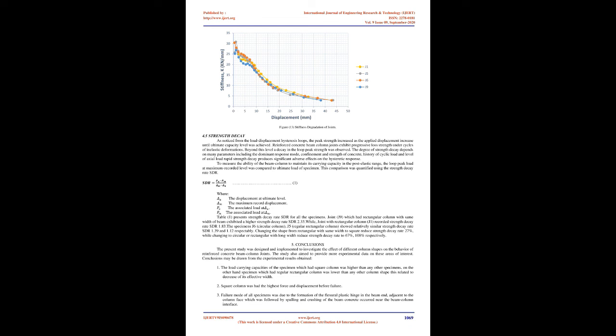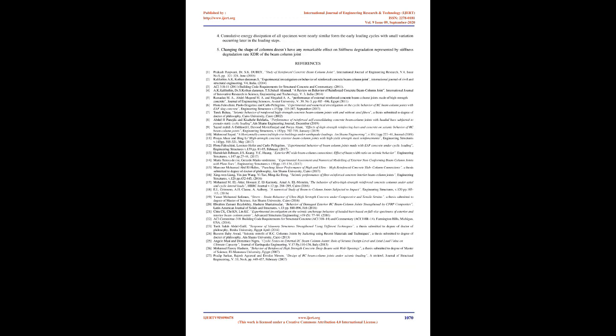Joint J1, which had squared column section, exhibited stiffness degradation rate KDR of 40%, while joint with circular column, J6, recorded KDR of 35%. The joint J9, rectangular column with same width of beam, and J5, regular rectangular column, showed relatively similar secant stiffness values during the test until the end. Values of KDR for these two specimens were 46% and 45% respectively. Changing the shape of column from squared to circular reduced stiffness degradation rate 14%, while changing to rectangular increased stiffness degradation rate 15%.